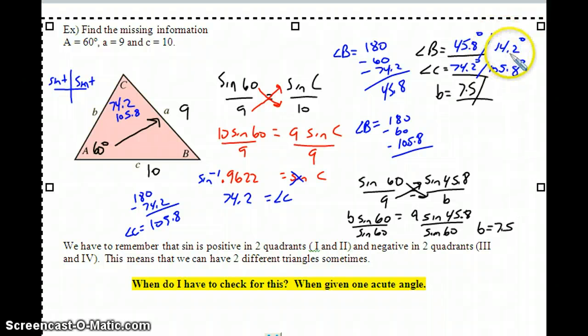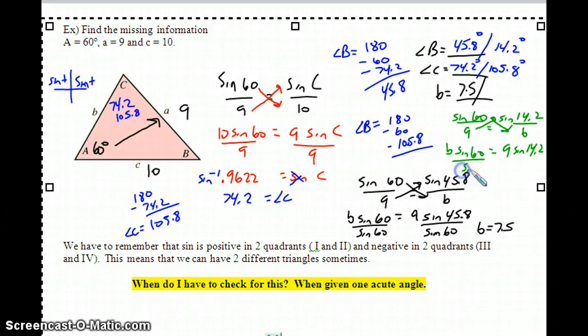Or, if I use the information where B is 14.2, I would say the sine of 60 over 9 equals the sine of 14.2 over side B, which is what I'm trying to find. So we cross multiply. We would still divide by the sine of 60. But this time we would end up with 9 sine of 14.2, then divided by sine of 60, which gives 2.5.